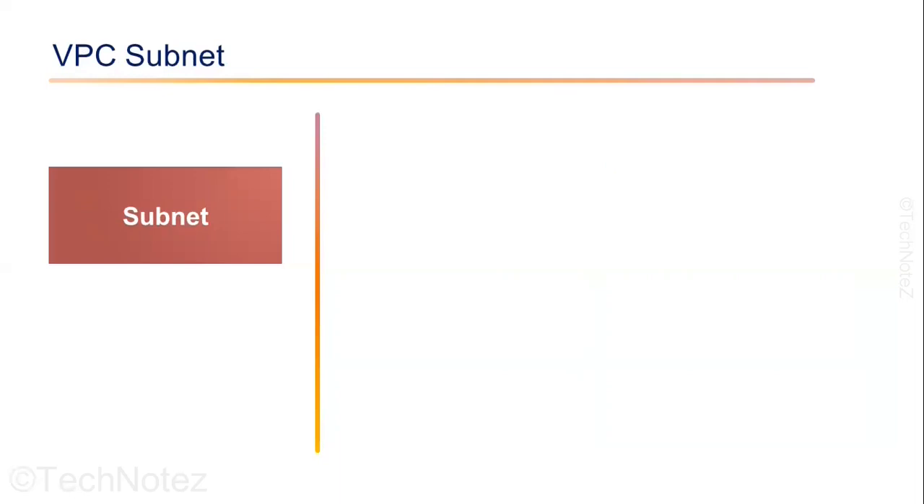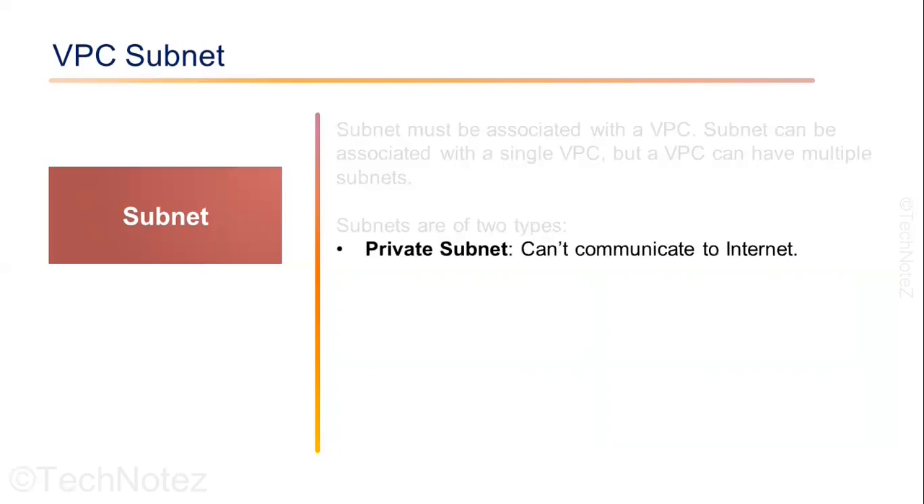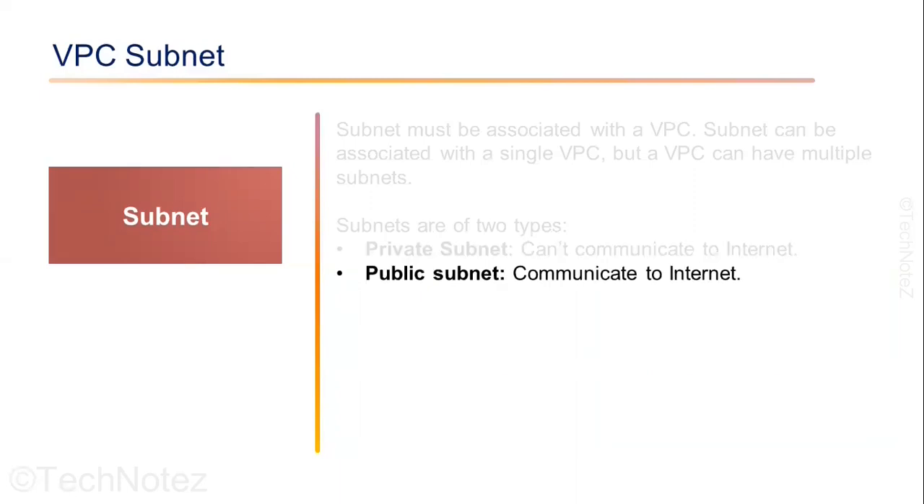A subnet is a range of IP addresses within a VPC that allows you to group the instances based on security and operational requirements. The subnet must be associated with a VPC. You can associate a subnet with a single VPC, but a VPC can have multiple subnets. Subnets are of two types: private subnet. Private subnet can't communicate to the internet. Public subnet. Public subnet can communicate to the internet.